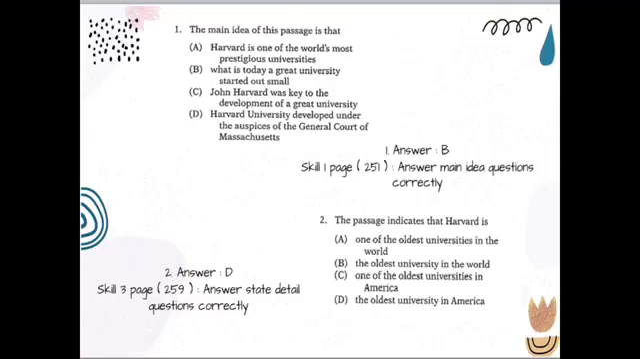This means that the correct answer often expresses the same idea as what is written in the passage, but the words are not exactly the same. You should look for the answer to the first question near the beginning of the passage. The second question is about Harvard, and from the first sentence of the passage we can see that Harvard is the oldest university in America. So the correct answer is D.